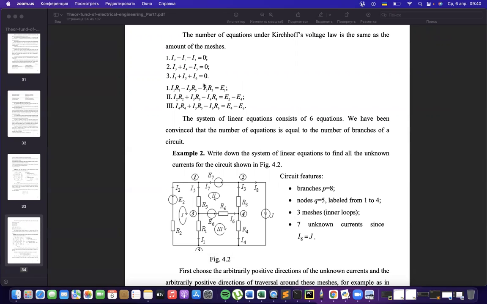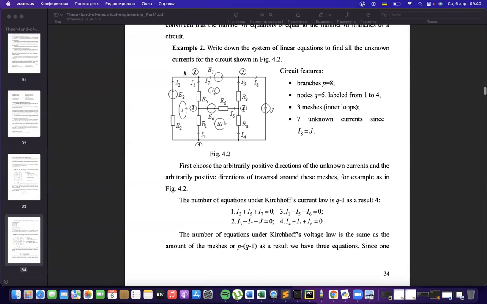It was in February on one of our lectures. Also, here is another example of the same idea to find currents. As we see here, we have 8 unknown currents, but also we have 1 current source. This current source will give a constant current in the branch number 8. That is why instead of 8 currents, we have only 7 currents. That means we have to write 7 equations inside the system to find these currents.